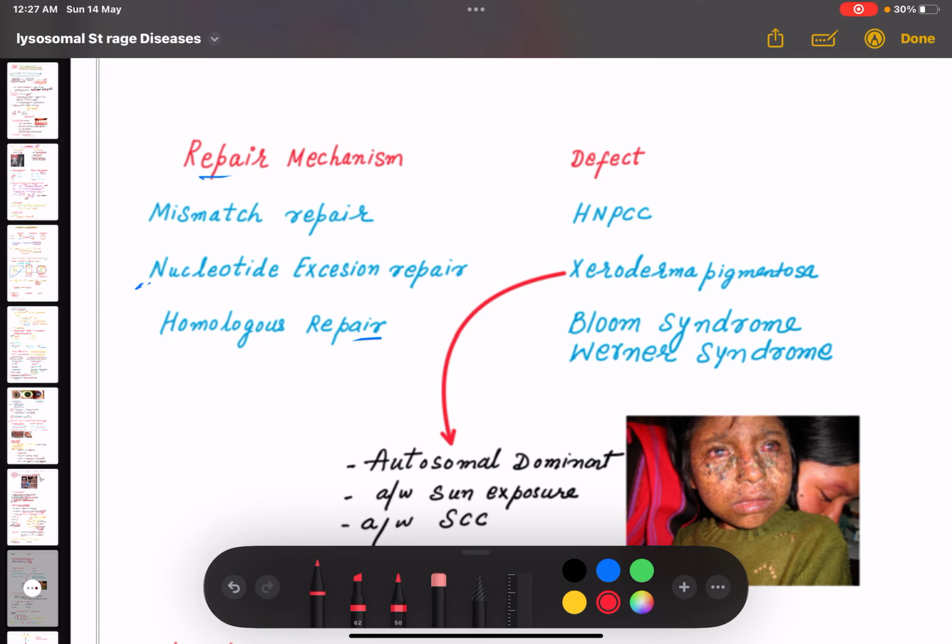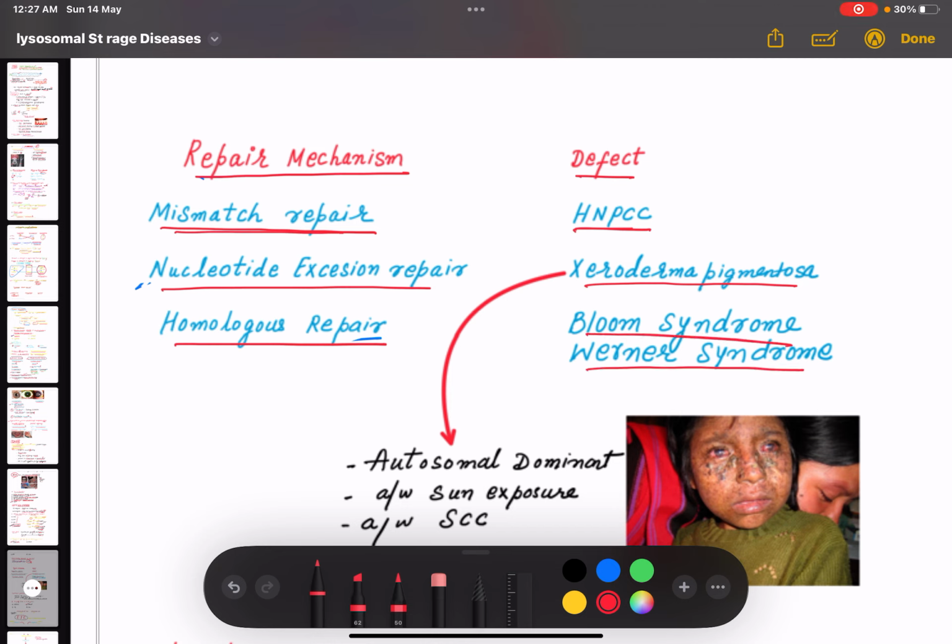Now let's see some repair mechanisms and defects. Mismatch repair defect is seen in HNPCC, hereditary non-polyposis colorectal cancer. Nucleotide excision repair defect is seen in xeroderma pigmentosa. Homologous repair defect is seen in Bloom syndrome or Werner syndrome.